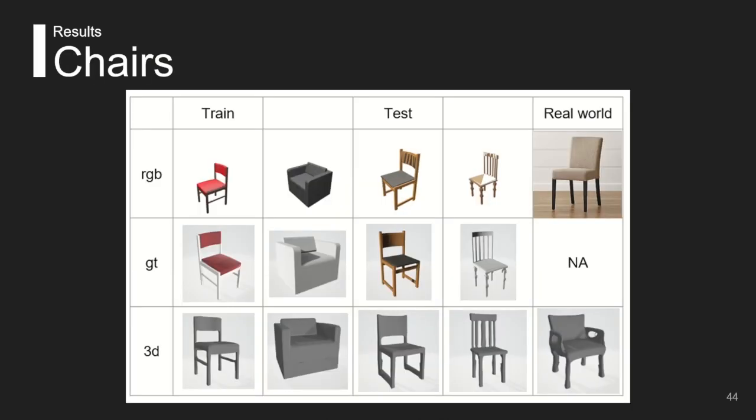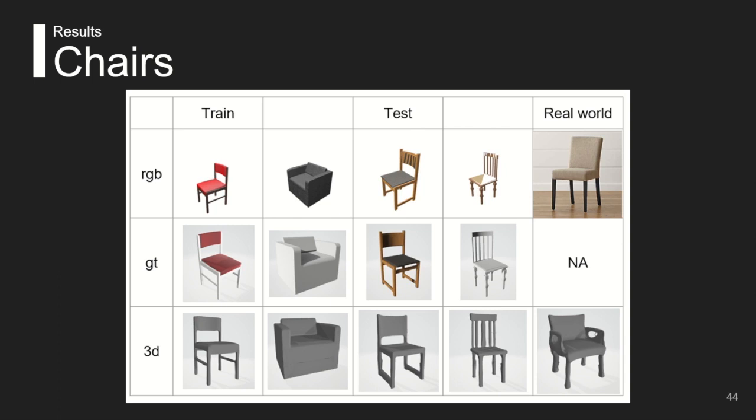Let me show some results generated by this work. For the chair category, the first row is the input RGB image. The second row is the ground truth, and the third row is the 3D object. Although the 3D object here looks like just an image, it is actually a 3D object because you can rotate it in a 3D viewer. I took a single screenshot from one view and pasted it here.